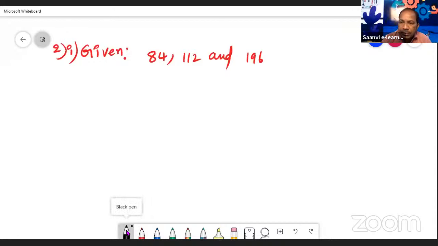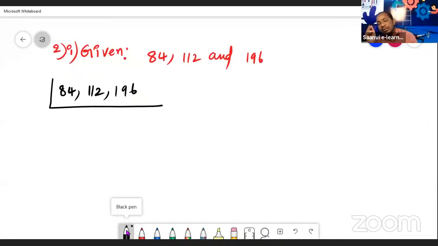method. So division method means all numbers we should take together. In prime factorization method, we took one number at a time and factorized it, no? But here, all numbers we should take at a time. This number 84, 112 and 196. All these three numbers we should take at a time. So this is called dividend. Our process is same, but there we take only a single number and factorize. But here, all the given numbers we are taking and factorizing. So that is the difference.